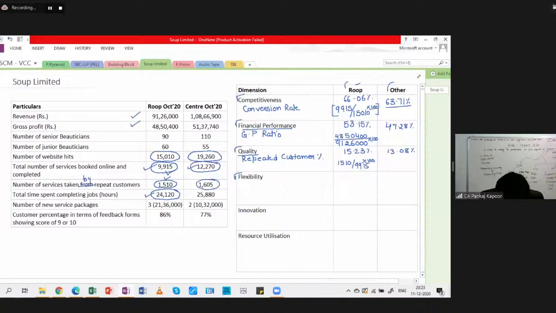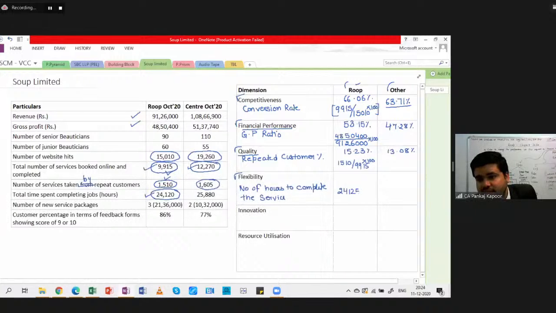So what we do? Now we'll need to compute the number of hours to complete the service. Number of hours to complete the service. Write down quickly or compute quickly.